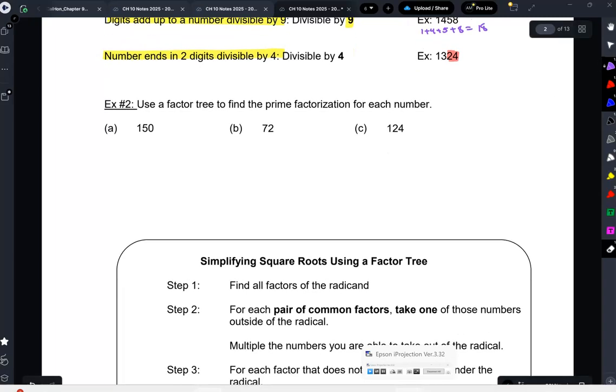Okay, so now we're going to use this to do, can you put your foot down, sit properly?